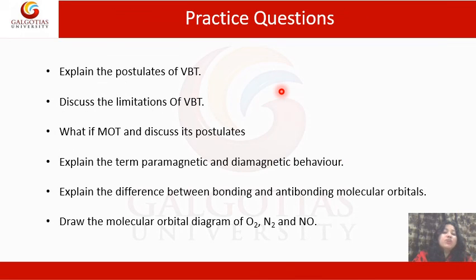On the basis of our presentation, here are some practice questions: explain the postulates of VBT, discuss the limitations of valence bond theory, what is MOT and discuss its postulates, explain the terms paramagnetic and diamagnetic behavior, explain the difference between bonding and anti-bonding molecular orbitals, and draw the molecular orbital diagram of oxygen, nitrogen and NO.